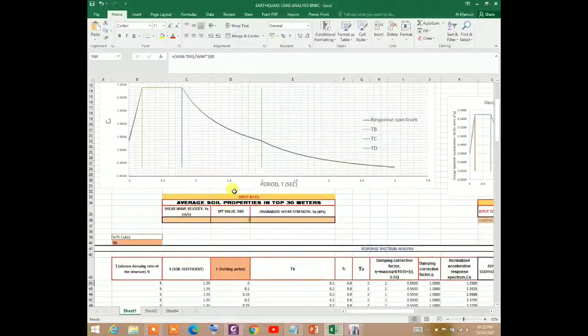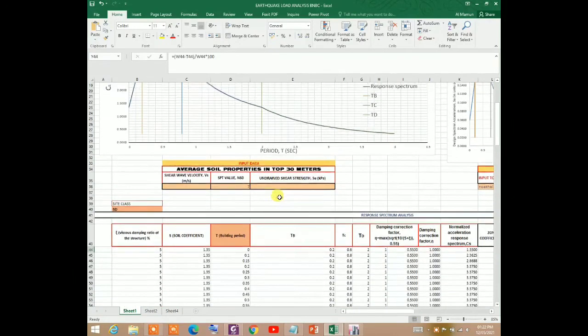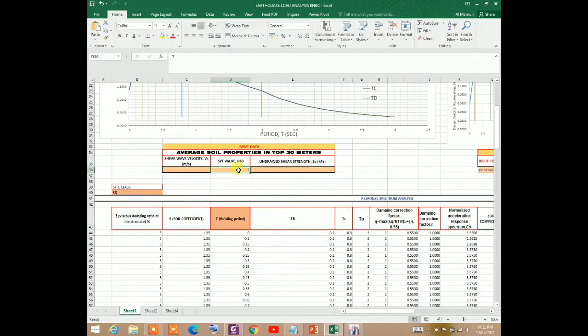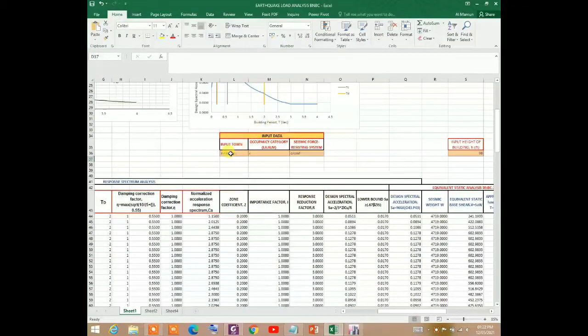Now you see this is the response spectrum. Suppose that our building is located in a site where the SPT value is 7. According to the BNBC code, we have to account for the average soil properties in the top 30 meters. Suppose that the average SPT value for the top 30 meters is 45, then for 45 the site class is C. Suppose that our building is located in Dhaka, so input Dhaka. Suppose that our building occupancy category is 2, so 2.